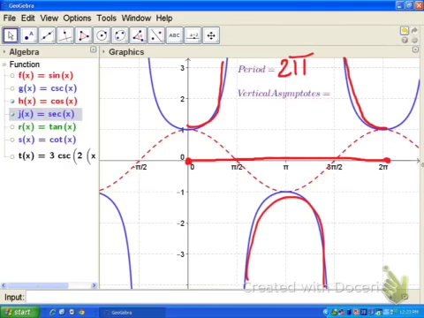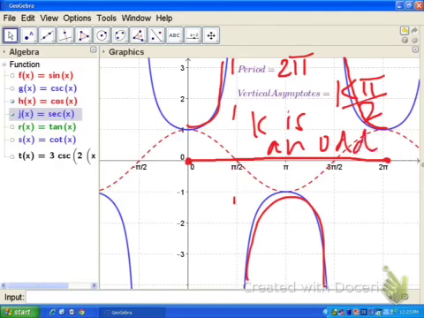And where does it look like those vertical asymptotes come into play? Well, again, they look like they're happening at all of those k pi over 2's. So our vertical asymptote is at every k pi over 2, where k is an odd integer. Okay.